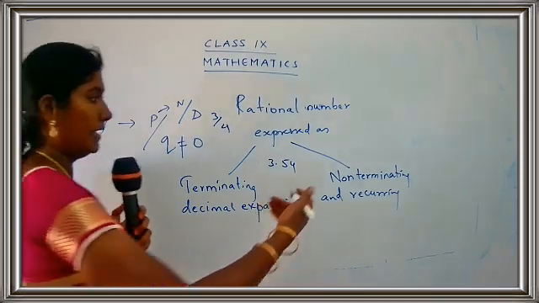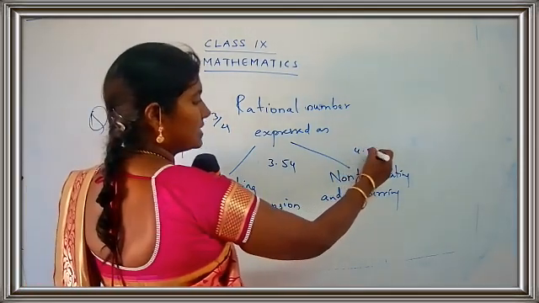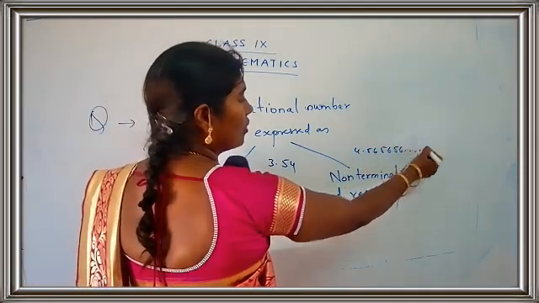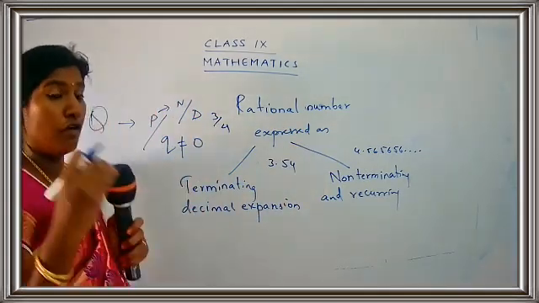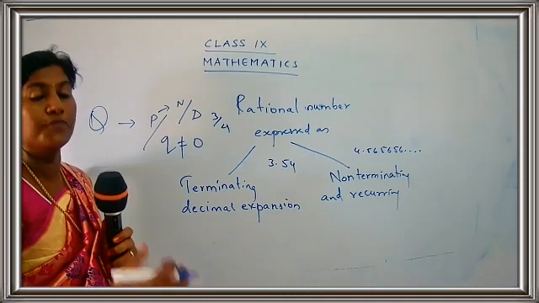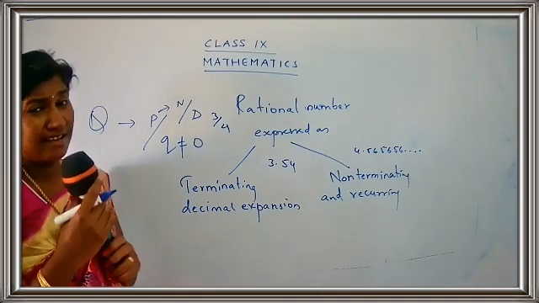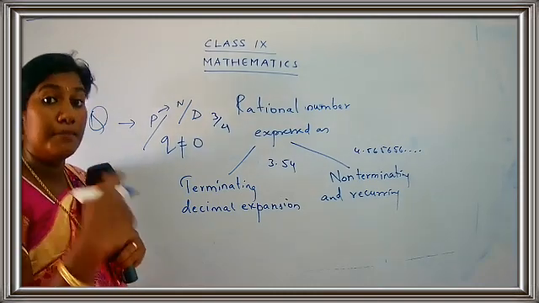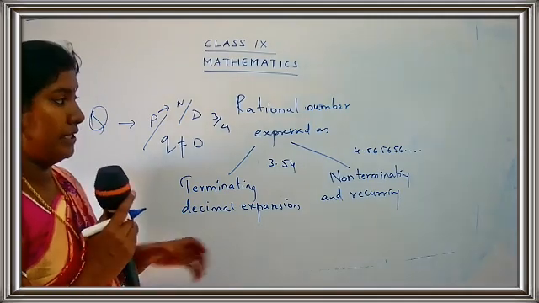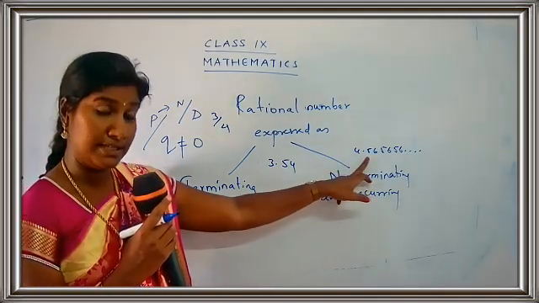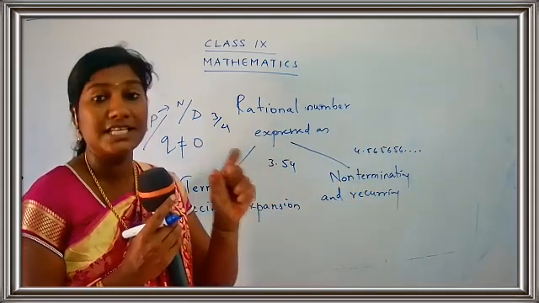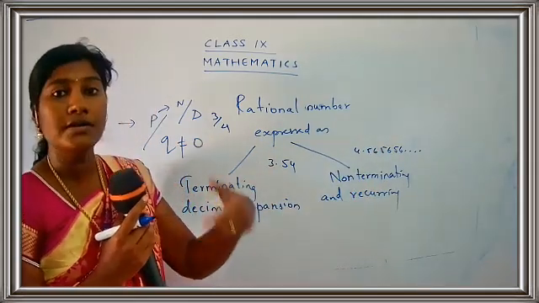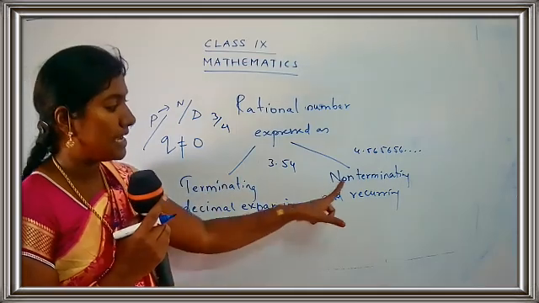Like you have a number like 4.565656 dot dot dot. That means you don't have a termination of the numbers. The numbers never stop. It goes on. What is the meaning of recurring? Recurring means the number gets repeated. Just look at this number, children: 565656. So we have a set of numbers which goes on repeating.